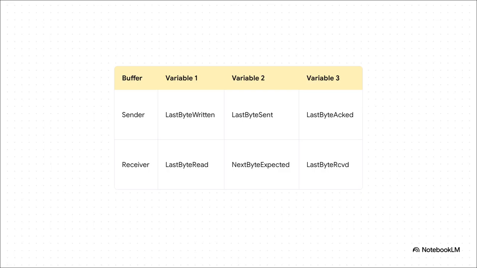Inside these dedicated sockets are send and receive buffers, and they track everything using very specific variables. The sender, which is pushing data out, tracks the last byte written by the application, the last byte sent over the network, and the last byte acked by the receiver. On the flip side, the receiver, which is waiting for data, tracks the last byte read by its application, the next byte expected from the network, and the last byte RCV'd. These buffers and their mathematical trackers, that's the absolute secret sauce of TCP flow control.